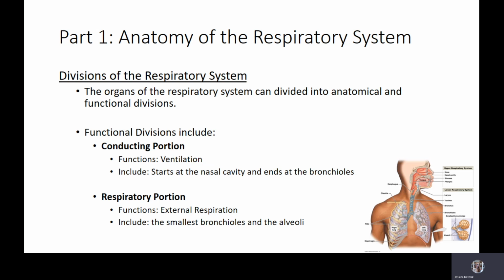Then we have the respiratory portion. The respiratory portion is responsible for external respiration, the exchange of carbon dioxide and oxygen between the lungs or alveoli and the blood. This includes the smallest bronchioles. The smallest bronchioles actually start this respiration process, but the majority of respiration occurs within the alveoli of the lungs.